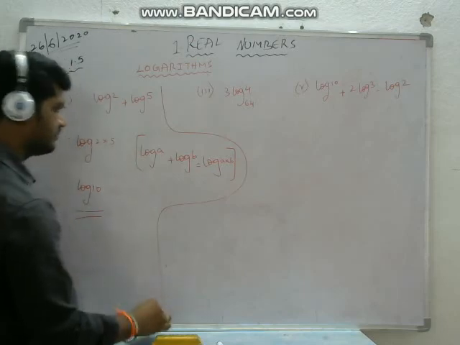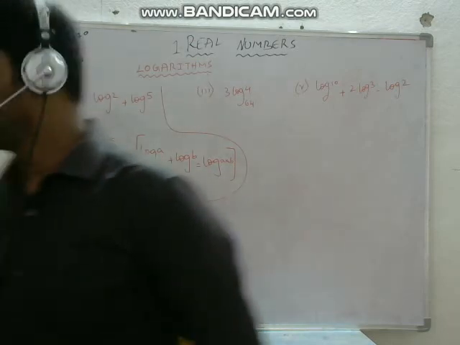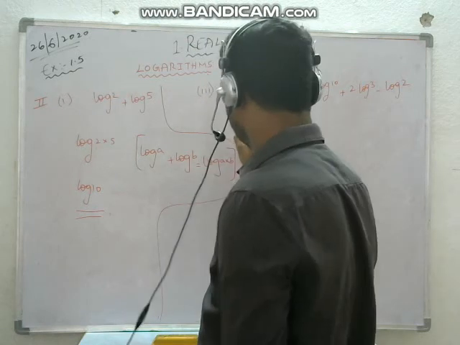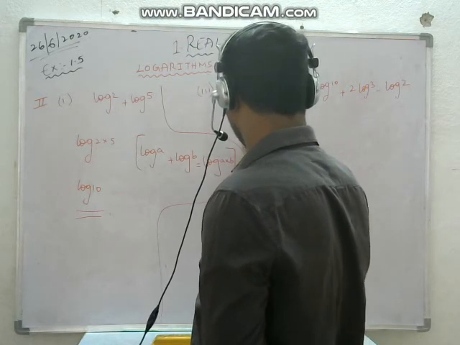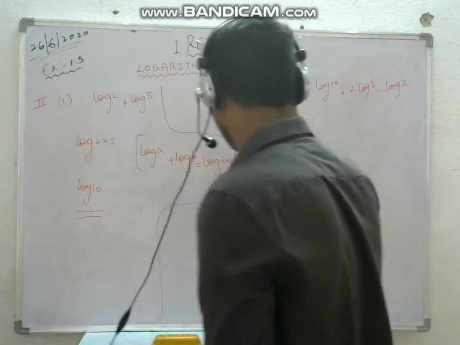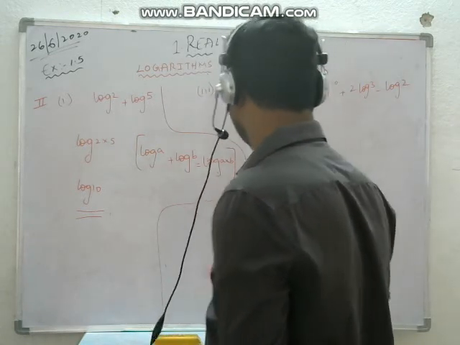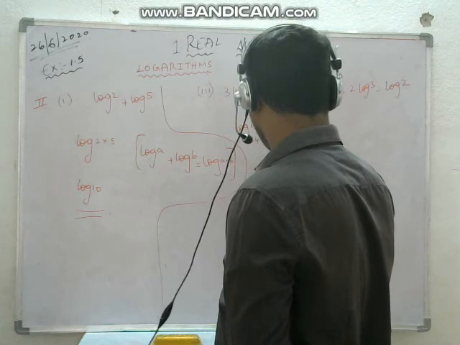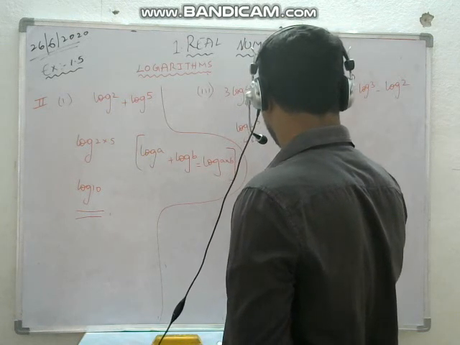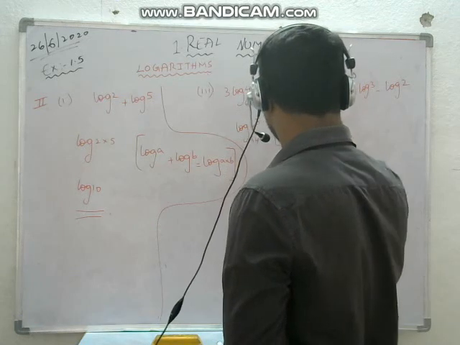Next problem, 3 log 4 base 64. Just convert this. It will become log 4 cubed to the base 64. How did I get 4 cubed? Using the identity log a to the power of n base b is equal to n log a base b.